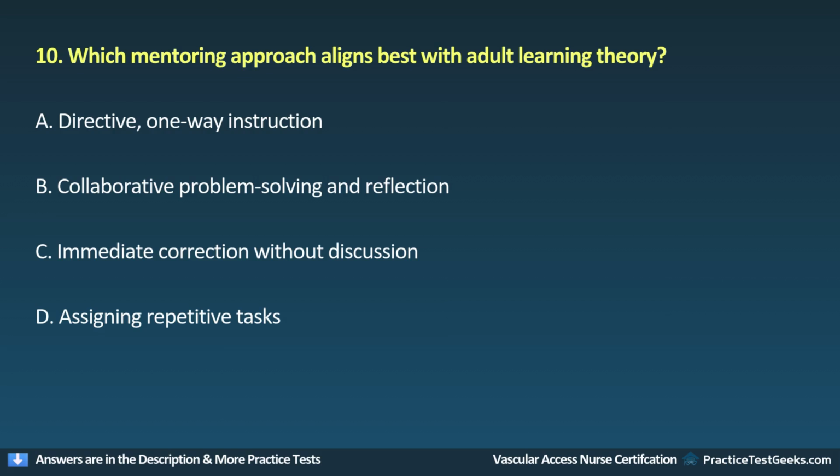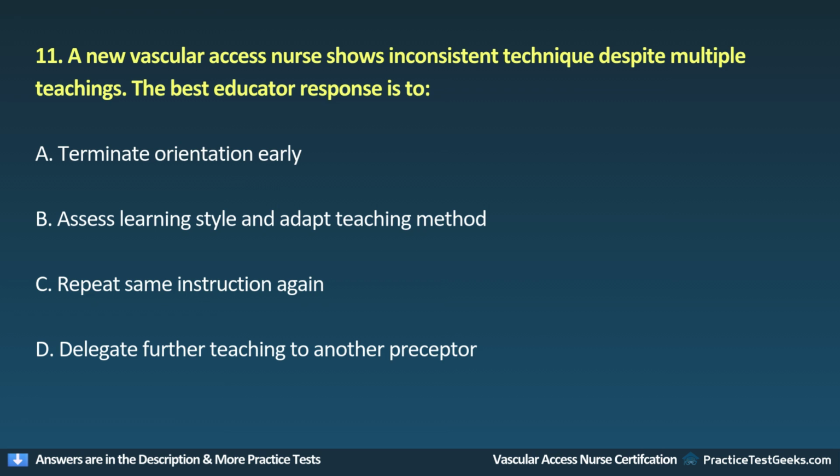10. Which mentoring approach aligns best with adult learning theory? A. Directive, one-way instruction. B. Collaborative problem-solving and reflection. C. Immediate correction without discussion. D. Assigning repetitive tasks.